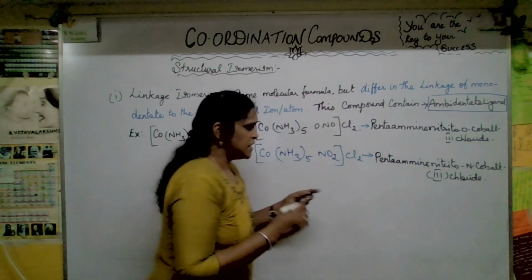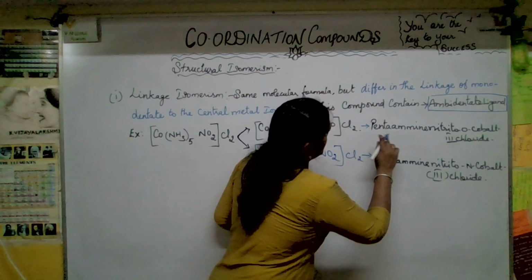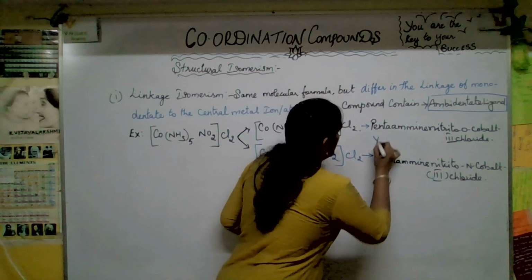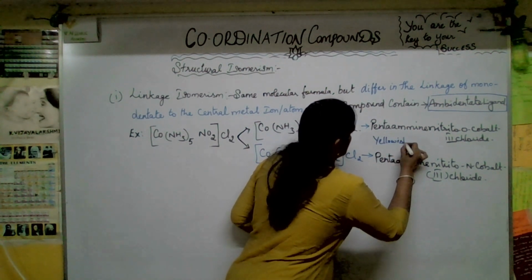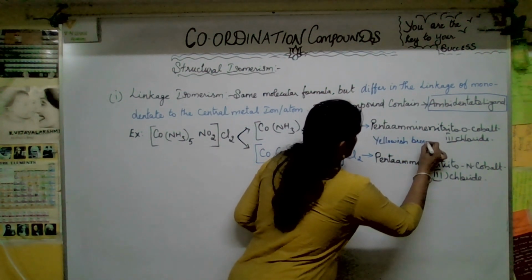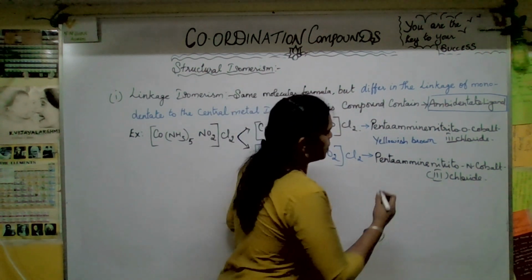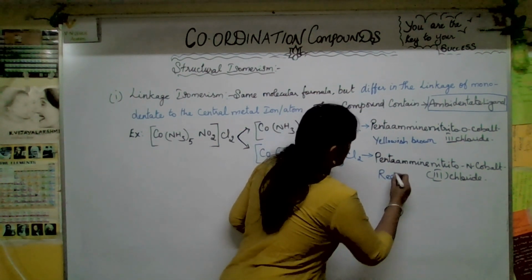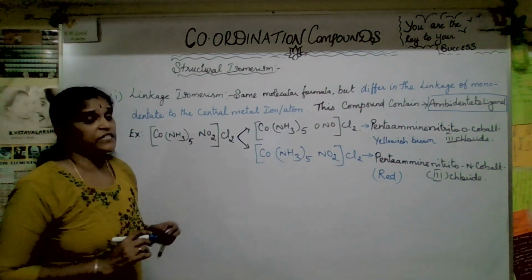Okay, now this one, what is the color of the first one? Pentamine nitrito O cobalt. You know what is the color? Yellowish brown. Okay, the second one, pentamine nitrito N cobalt 3 chloride. That is N. Then the color is red. Hope you're clear with this linkage isomerism.